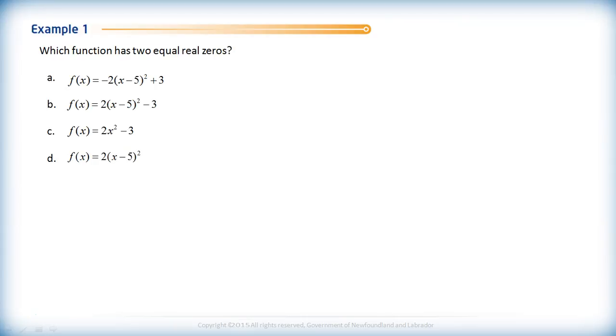It says which function has 2 equal real zeros. Let's see if we can remember what would make that happen. We'd get 2 equal real zeros. Remember, we had 3 cases. We could have 2 unequal, 2 equal, or 2 unreal, or 2 no real zeros, we said, sorry.